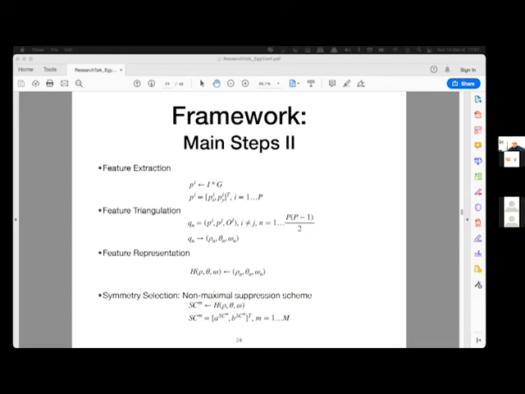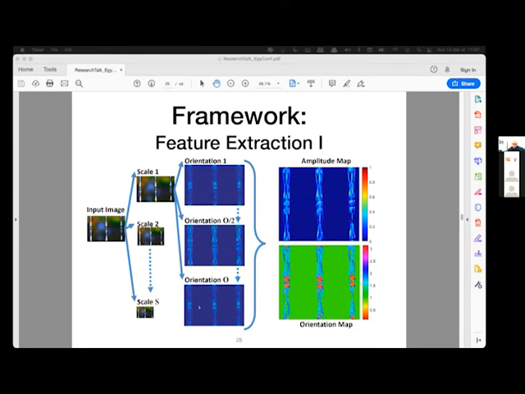Based on the voting space, we can apply some kind of non-maximum suppression, and we get where the symmetry candidates are inside the image. Here are some results: if we input an image, we get multi-scale. After that, we do multiple orientations. After that, we can get an amplitude map and an orientation map from that.